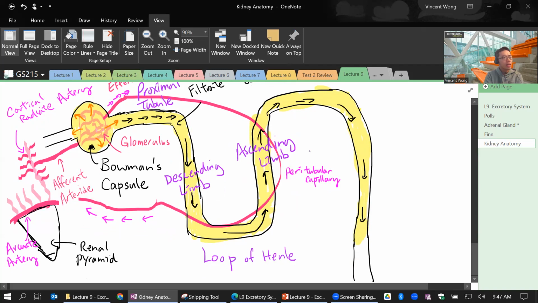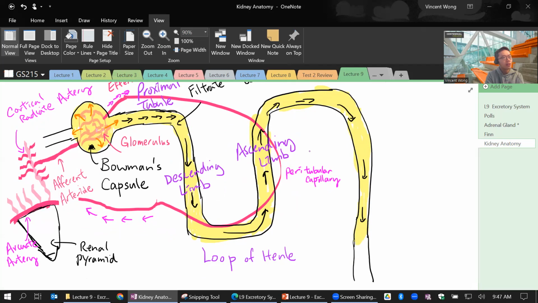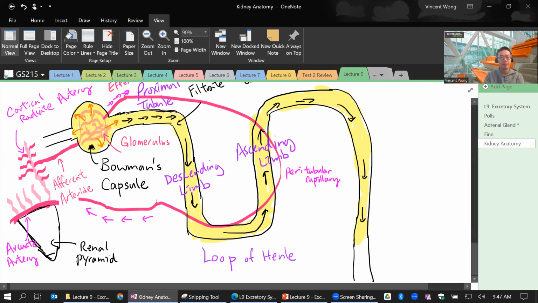I received a question: the filtered blood will go to the efferent arteriole and back to the cortical radiate vein. Yes, but first it must pass through the peritubular capillaries. So from the efferent arteriole, it will go through the capillaries. Something's going to happen there, we'll explain later. And then it will join back to the cortical radiate vein. That's correct.